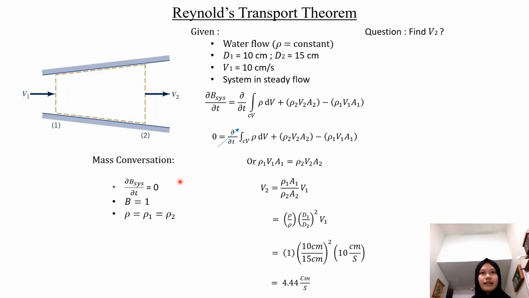When the system is in steady flow, the rate of change of the property as it flows through the control volume with respect to time equals 0. Then we put 0 into the equation and solve the equation as shown. Or we can use rho 1 V1 A1 equals rho 2 V2 A2. Then we find V2. We insert the values given, and the final answer is 4.44 cm per second.